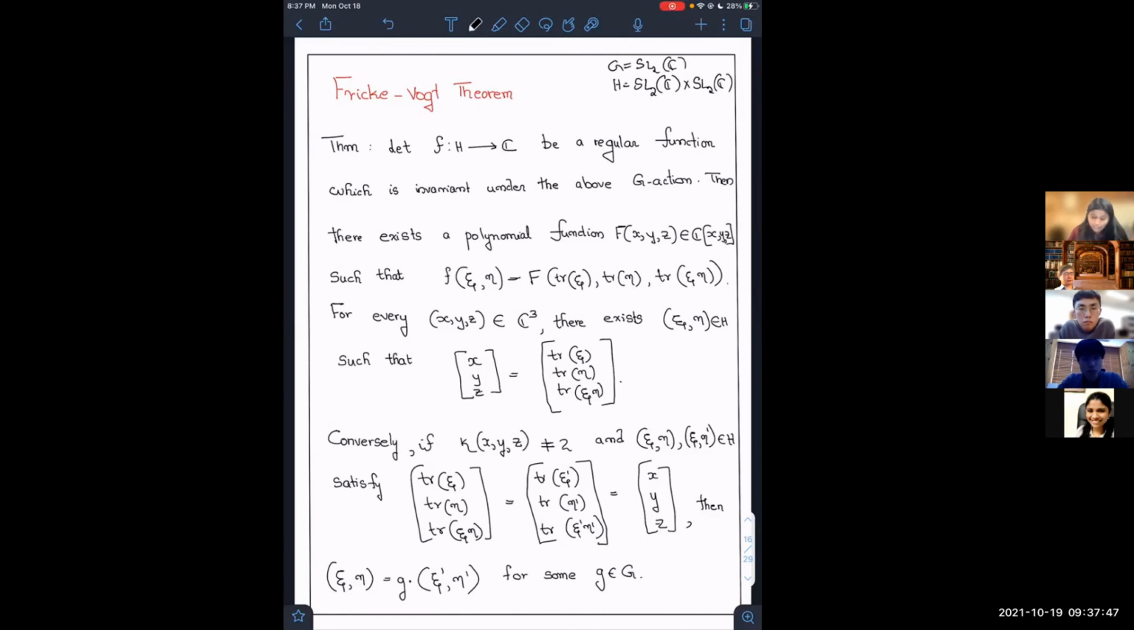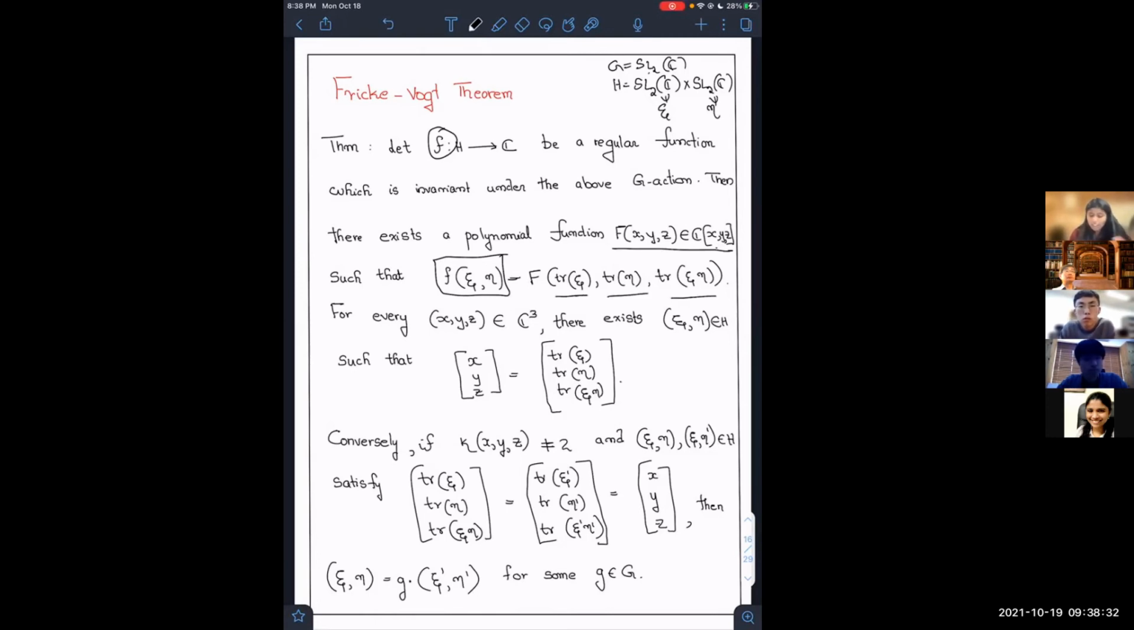So we have to look at the conjugation action of G on this SL2C cross SL2C, and if F is a regular function which is invariant under this G action, then what it says is for every such function F, there exists a polynomial in 3 variables over the complex numbers, such that this function F of epsilon comma eta, each of which is an element in SL2C, can be written as a polynomial of trace of epsilon, trace of eta, and trace of the product epsilon eta.